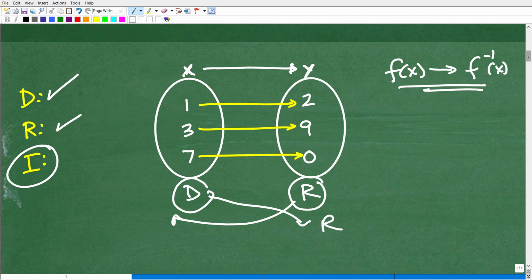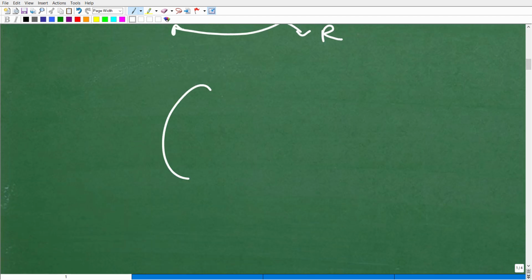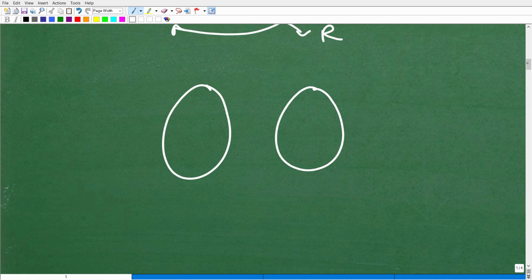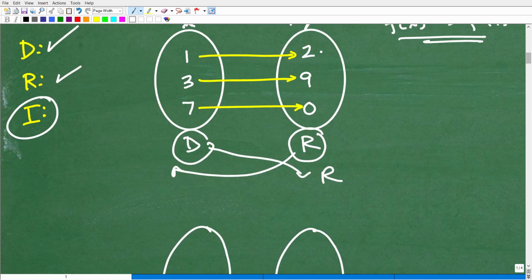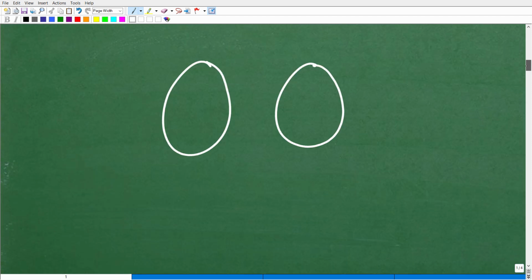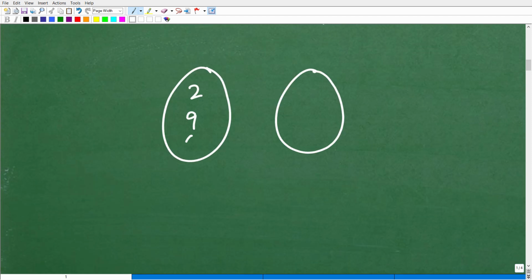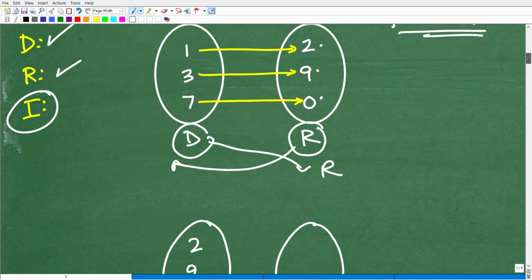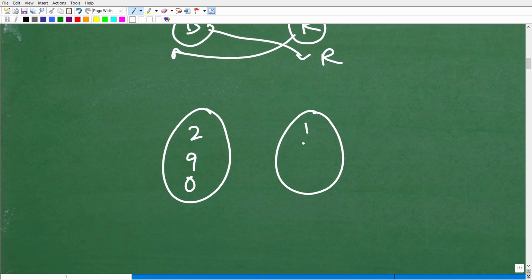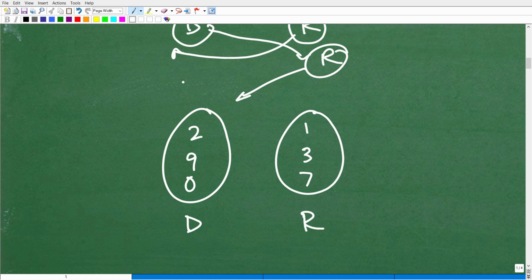So let's go ahead and construct that now. I'll put two little ellipses here. Let's first get our range. That was 2, 9, and 0. Okay, 2, 9, and 0. And our domain was 1, 3, and 7. So now the range of our original function is going to become the domain of the inverse function, and the domain of the original function is going to become the range of the inverse function. So our mapping would look like this, okay?